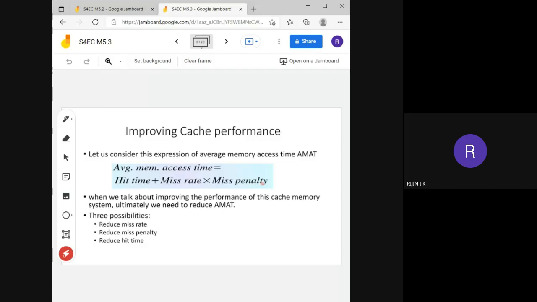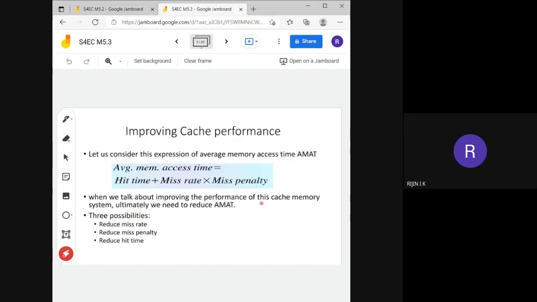By analyzing this equation, you can see how we will improve the performance. Improving the performance means we need to reduce the average memory access time. How can we reduce it? We can reduce the average memory access time by reducing hit time, miss rate, and miss penalty. So these are the three possibilities to improve the cache performance.